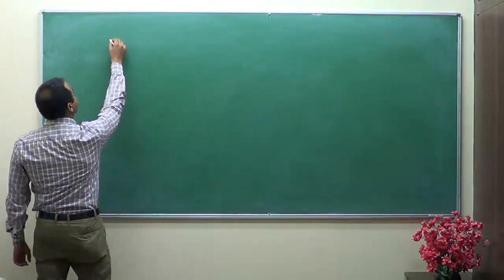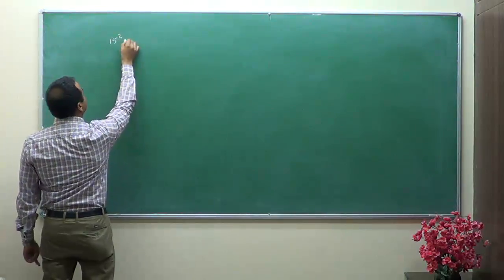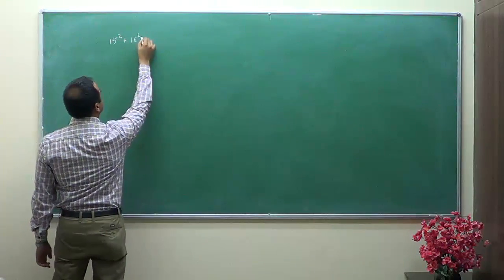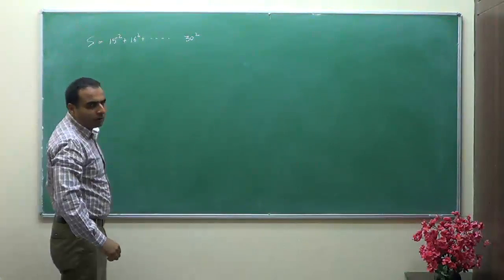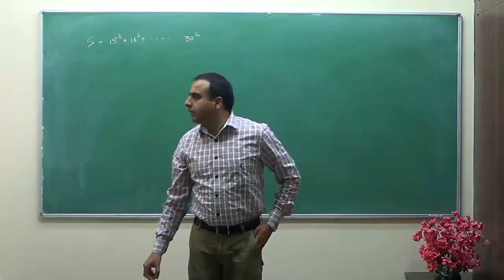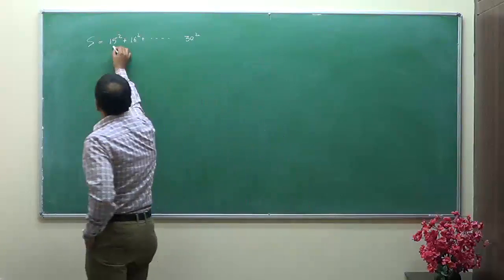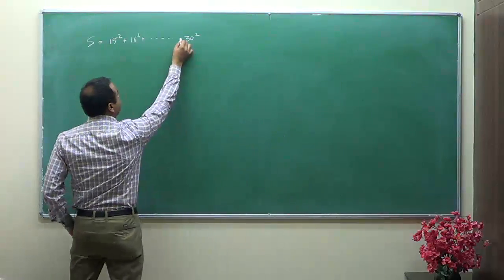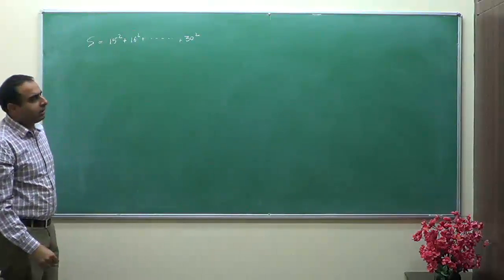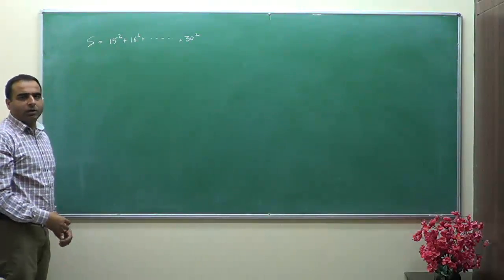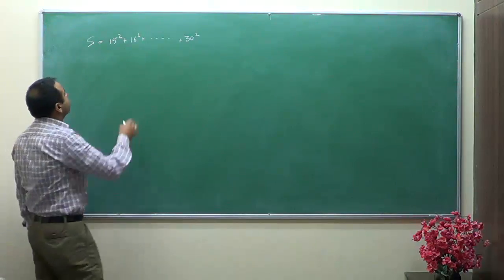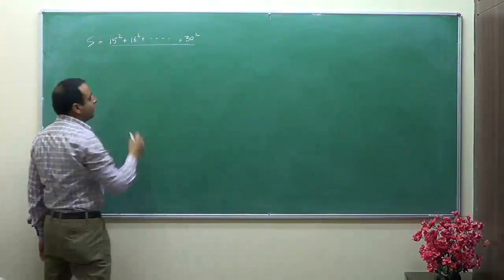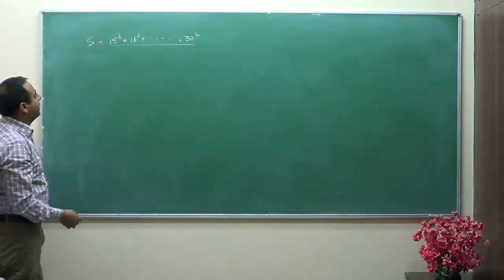Find the sum of the series 15 square plus 16 square up to 30 square. We have to find the sum. In this question, the terms are 15 square, 16 square up to 30 square. हम लोग जो जानते हैं, sum of squares of natural numbers 1 square plus 2 square plus 3 square up to n square. But in this case, the sequence is starting from 15. So how do we find the sum?